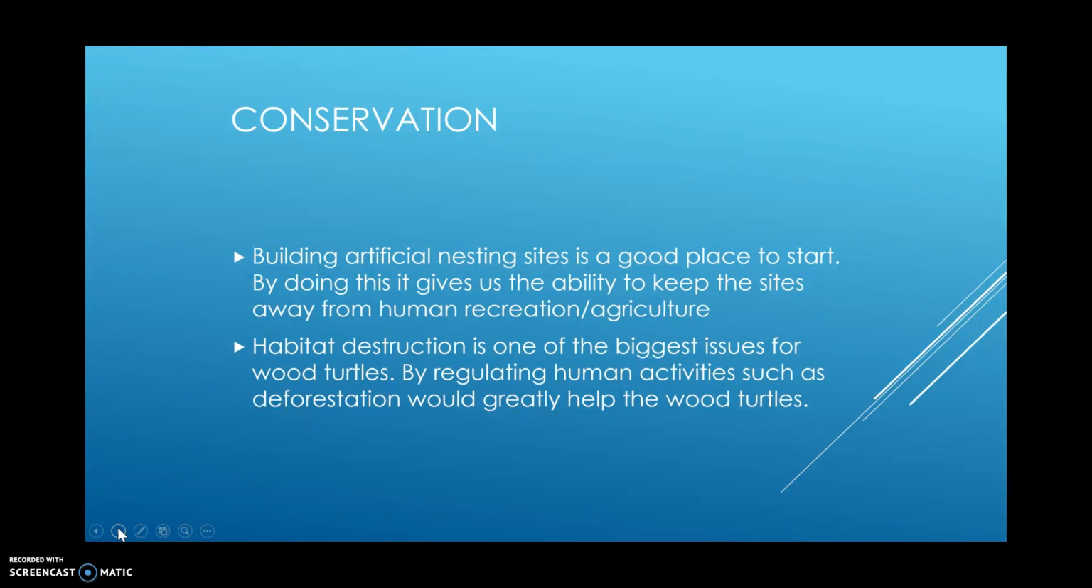Some simple conservation techniques that we could use are building artificial nesting sites, which is a great place to start. By doing this, it gives us the ability and freedom to choose where we want to put these sites. I would suggest putting them in more wooded and covered areas, away from highways and away from human activity as much as possible. Also, keeping them away from farms is a big thing.